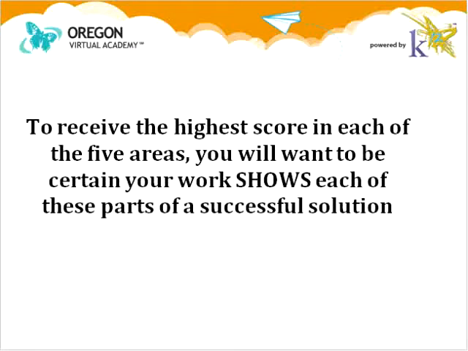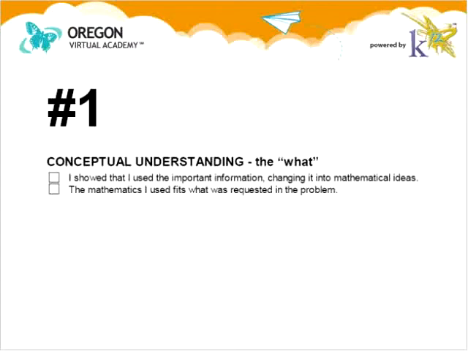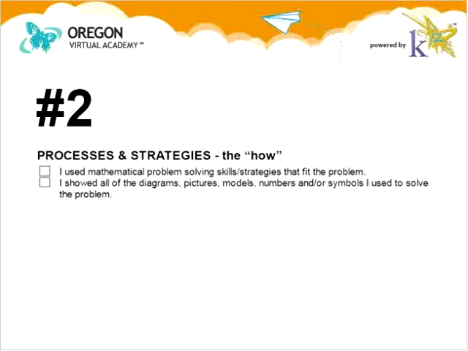All right, so to receive the highest score in each of the 5 areas, you will want to be certain that your work shows each of these parts of a successful solution. The first part is the conceptual understanding, or this is the what of the problem. So the first check mark is I showed that I used the important information, changing it into mathematical ideas. The mathematics I used fits with what is requested in the problem. So this shows that you know what's important, what kind of problem they're looking for, and what the actual problem is asking you to do.